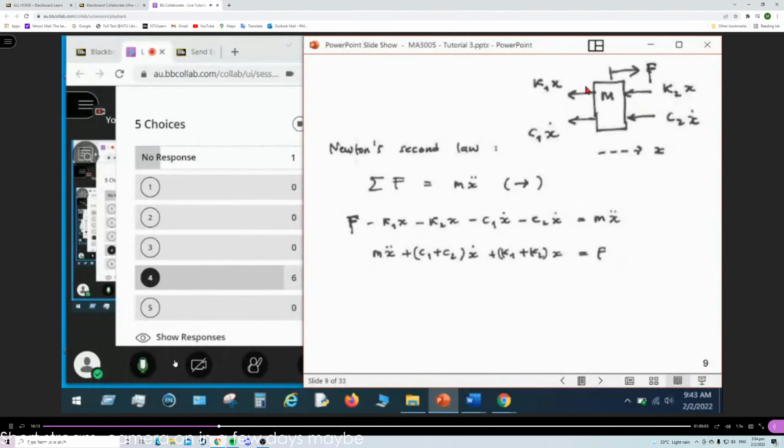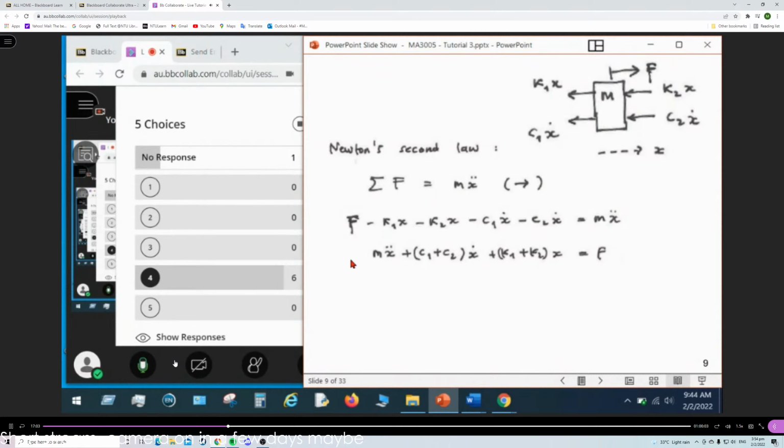Then we have 5 forces. One is F. X is the positive direction, so F is positive, and these two are negative, and these two also negative, because all four spring forces and damping forces point toward the wall. Then the summation of all the forces equals ma, where a is acceleration, represented by x double dot. Either way, you know what we mean. m is the mass.